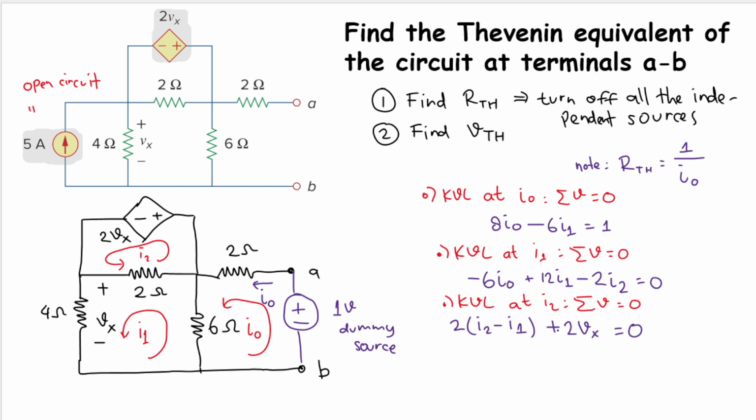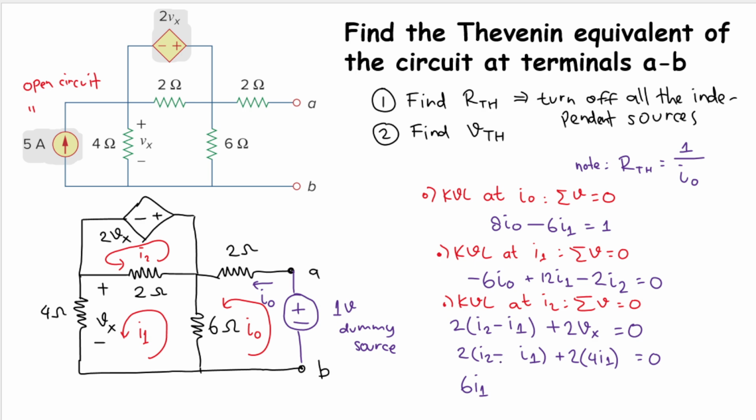So let's replace this Vx. What is Vx? Vx is I1 multiplied by 4, right? So I will have 2 I2 minus 2 I1, and then plus 2 multiplied by this one here, which is 4 I1. Okay, and all of that will equal 0. Good. Now, what can we get from here? Oh, that is not 2 I1. So we will have minus 2 plus 8, which will be 6. So I will have 6 I1.